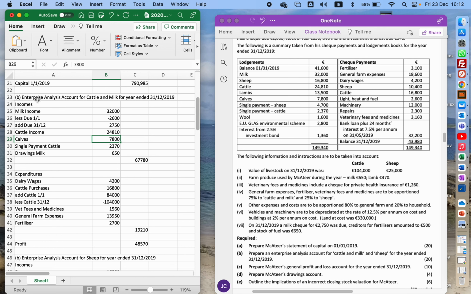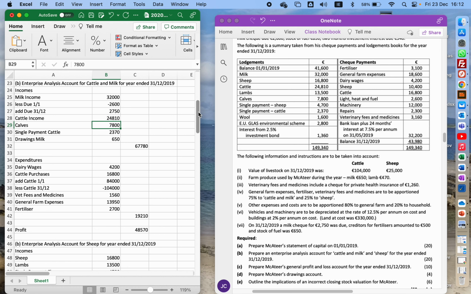Okay, so I've finished off the last of my income and expenditures in the cattle and milk. So I've shared out the last one you didn't see me do from the previous video, the general farm expenses. So the total figure of general farm expenses is 18.6. There were no prepaids due at the beginning or at the end.